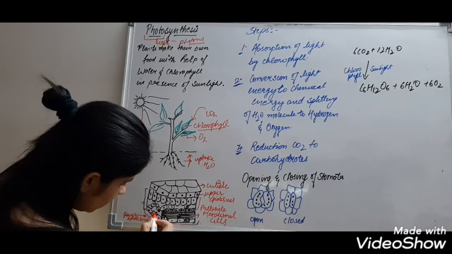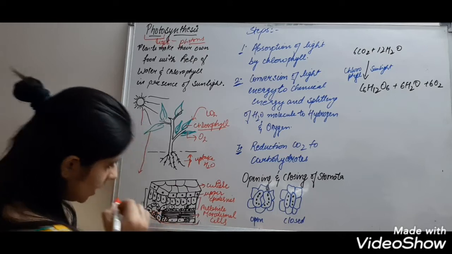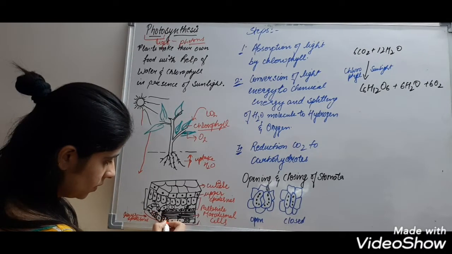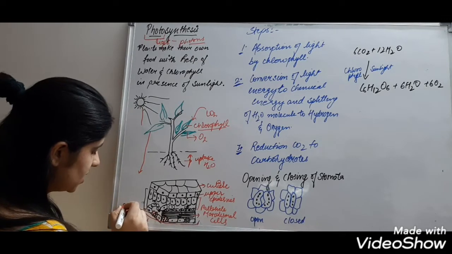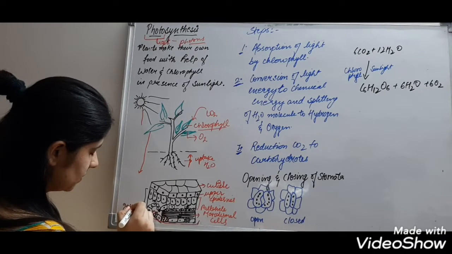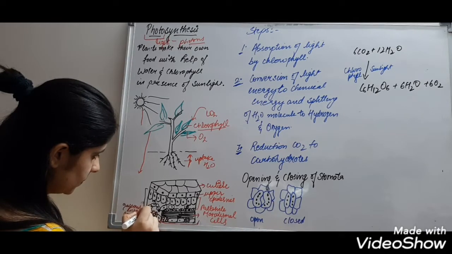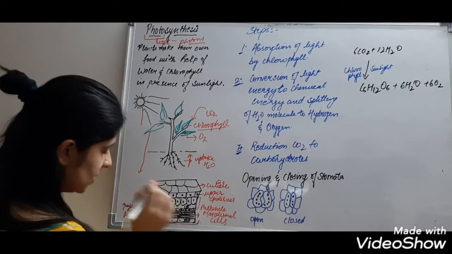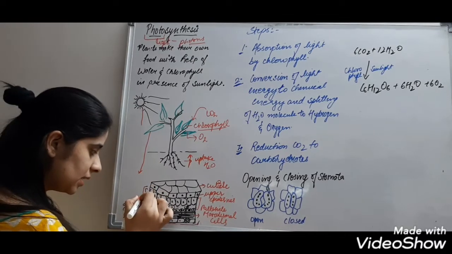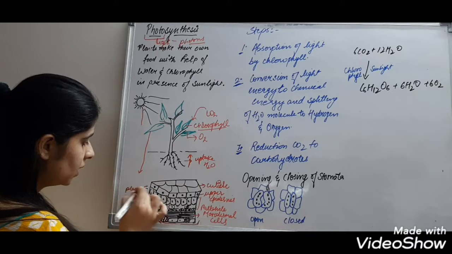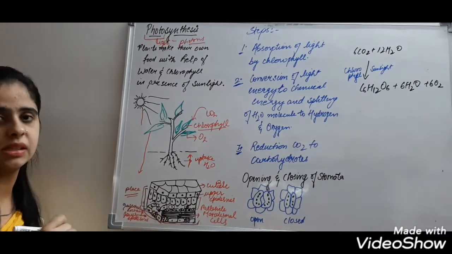These bean shaped cells are the stomatal cells, from where the gaseous exchange takes place. And these are all air spaces, and this is the place where photosynthesis takes place.